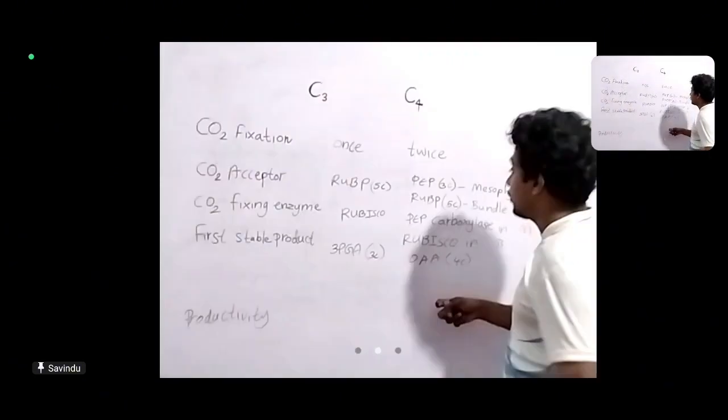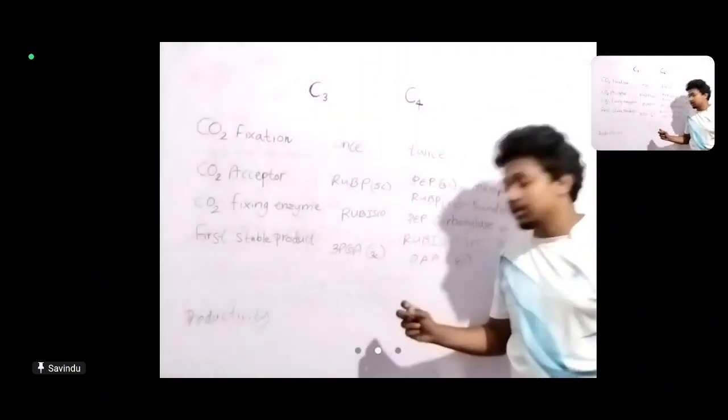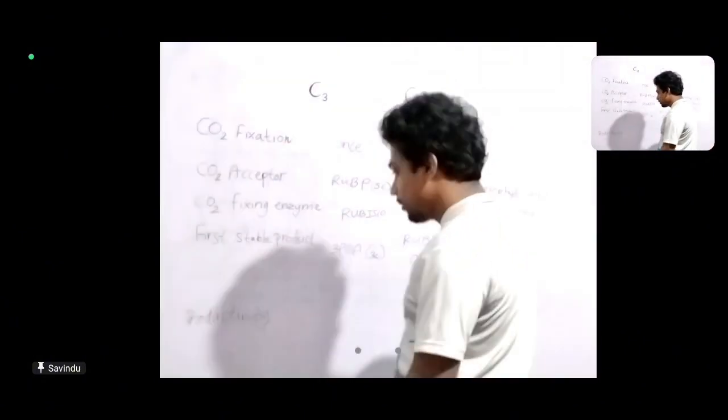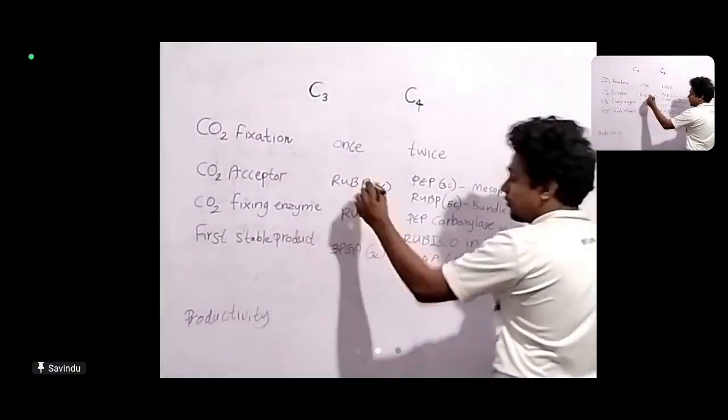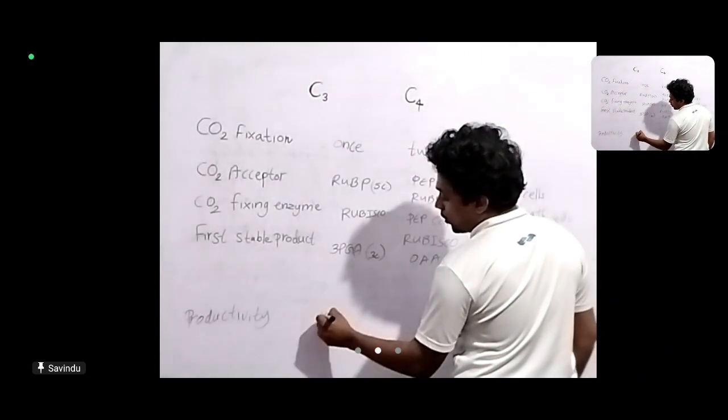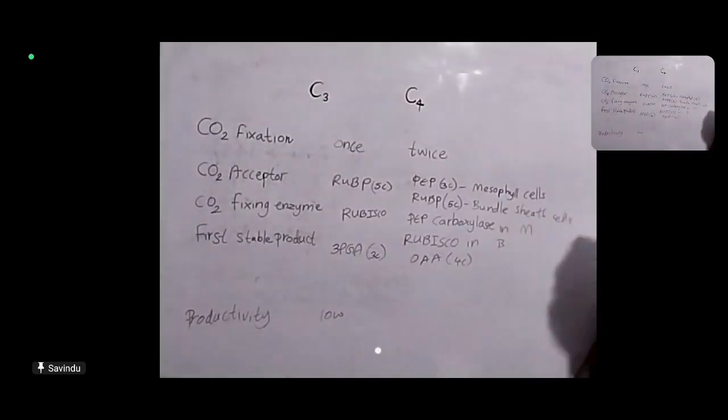Here in leaf anatomy, there is the Kranz structure, Kranz anatomy. Productivity: here it happens only once, and there is a 50% loss. Low. Here productivity is high.